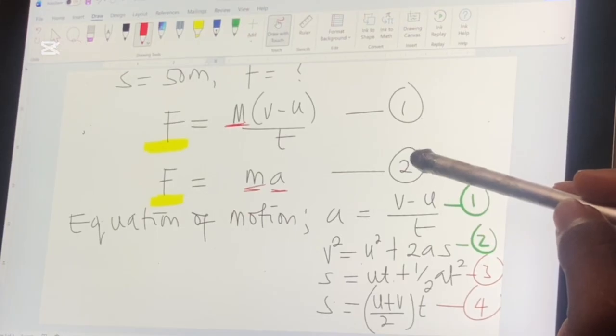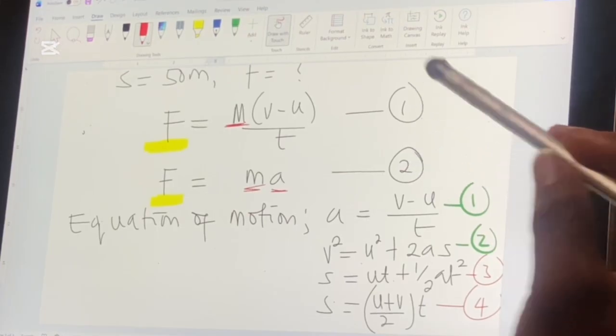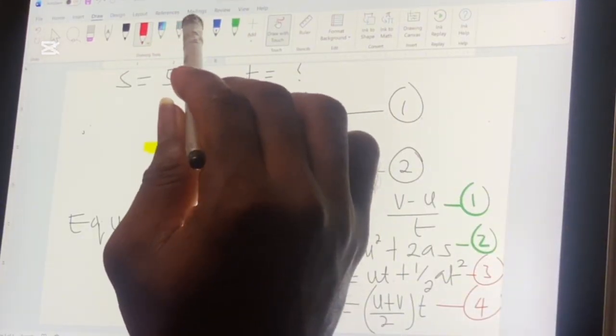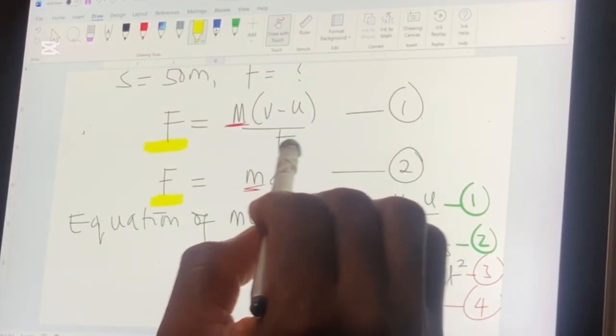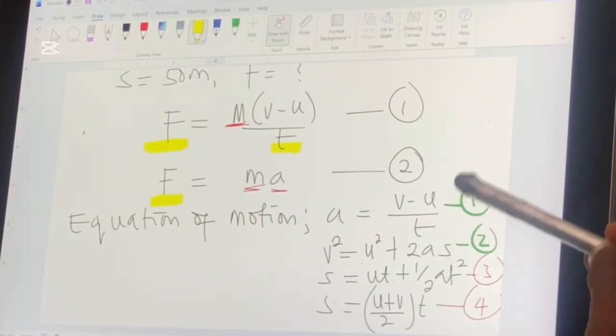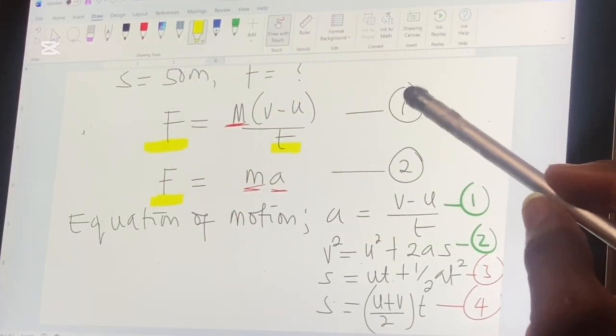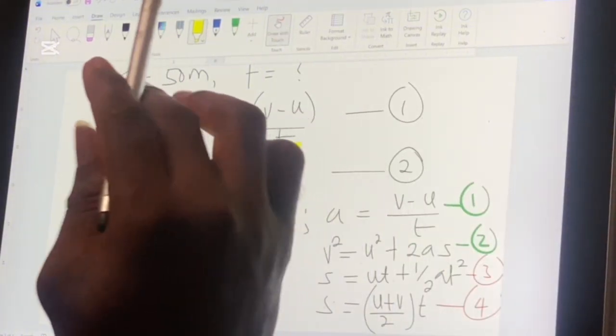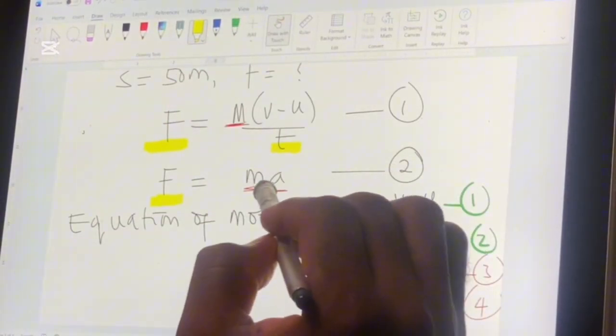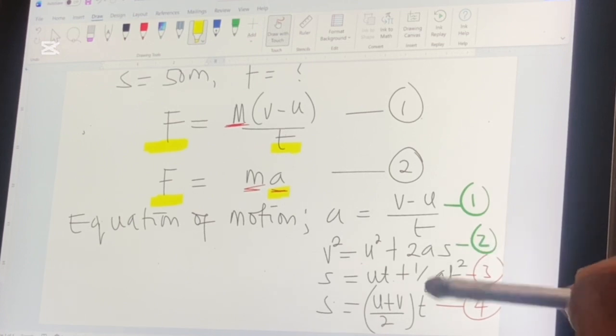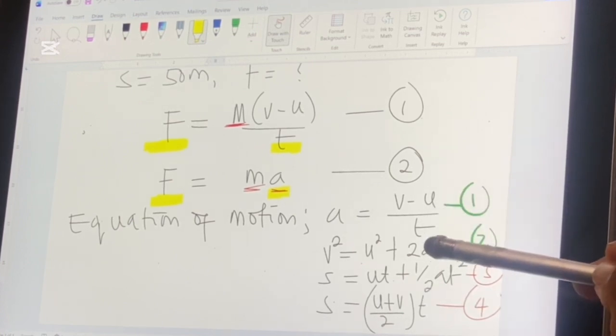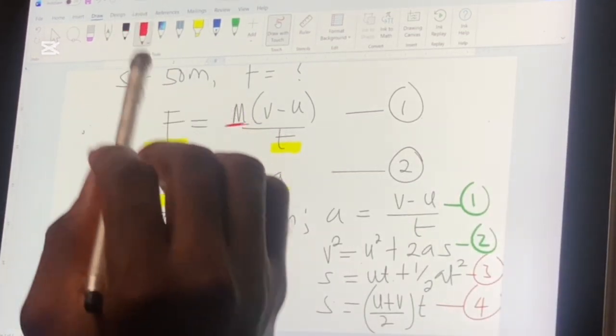Now, depending on the one you want to use, either equation 1 or equation 2. When you want to use equation 1, the limitation is time. That means you have to look for time from this equation of motion. While if you want to use equation 2, the limitation here is acceleration. Please take note. So you have to find acceleration depending. Okay. Now let me use equation 1.